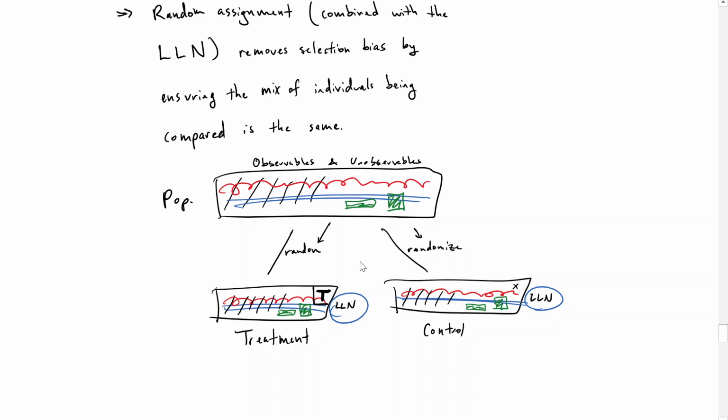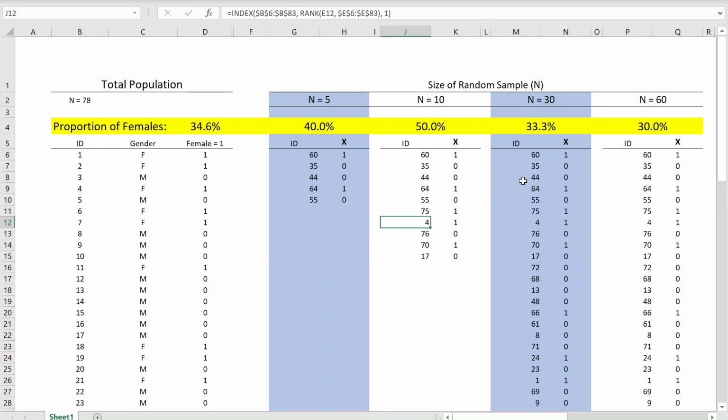So again, I just wanted to demonstrate the power here of larger samples. 30 is generally a rule of thumb that some people use, but again, the higher the number, the better.